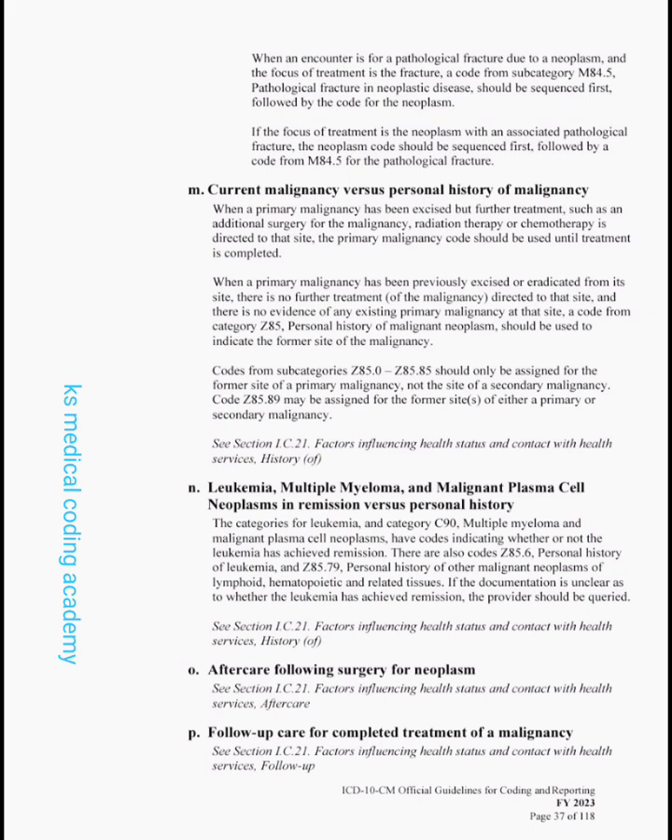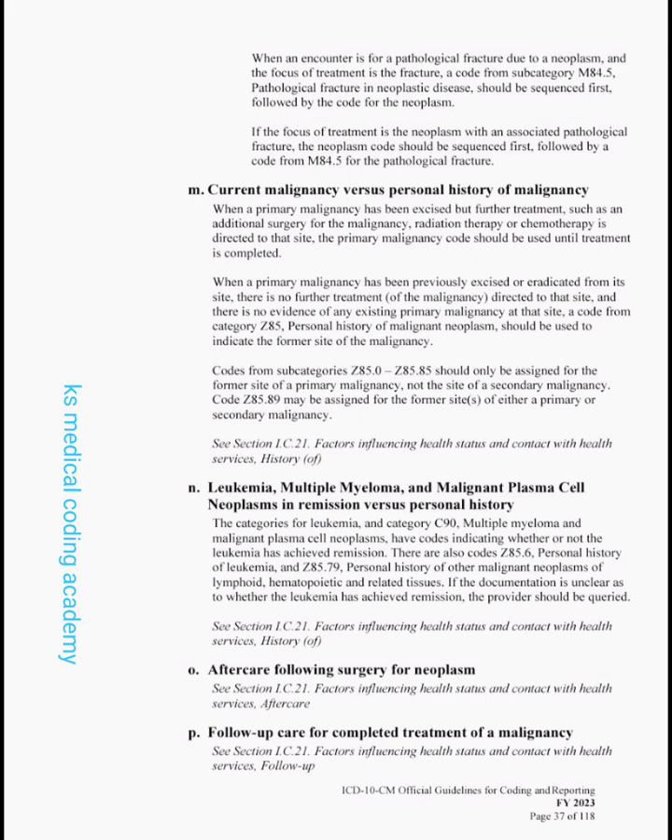N. Leukemia, multiple myeloma, and malignant plasma cell neoplasms in remission versus personal history. The categories for leukemia, and category C90, multiple myeloma and malignant plasma cell neoplasms, have codes indicating whether or not the leukemia has achieved remission. There are also codes Z85.6, personal history of leukemia, and Z85.79, personal history of other malignant neoplasms of lymphoid, hematopoietic and related tissues. If the documentation is unclear as to whether the leukemia has achieved remission, the provider should be queried. See section I.C.21, Factors Influencing Health Status and Contact with Health Services, History of.